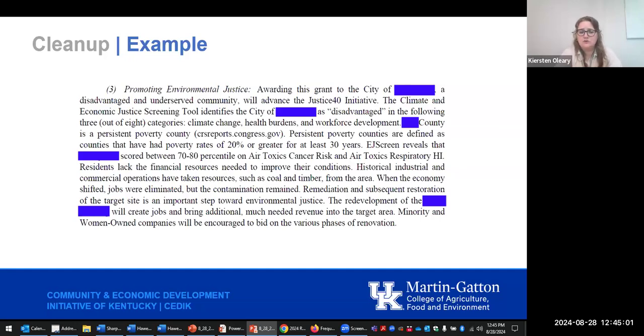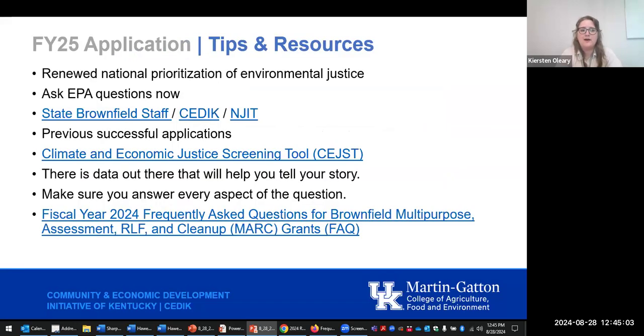We can go ahead and go to the next slide. I just want to point out a couple of tips and resources. First of all, we have past successful applications available. There are some older ones on our website, but I have some more recent ones. If you need to take a look at those, feel free to reach out, and I'm happy to provide you with those just as an example application.